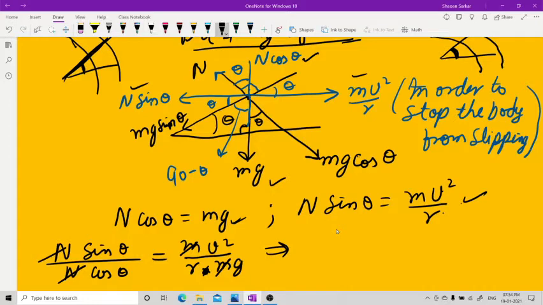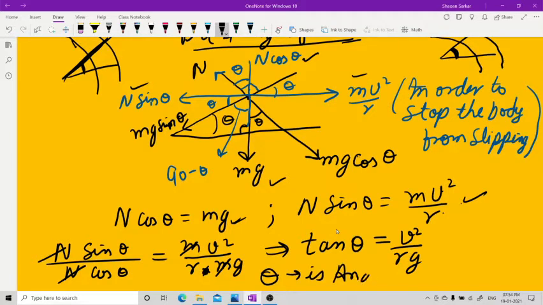So your angle of banking of the track, that is tan theta, comes out to be v square by rg. Theta is the angle of banking. This is important. Do not confuse this theta with that angle of friction and all that. This is totally different. This is the angle of banking. Because we have only a few Greek alphabets, 23, and we have so many symbols, so we have to use the same symbol again and again. So there is no need to confuse about it.